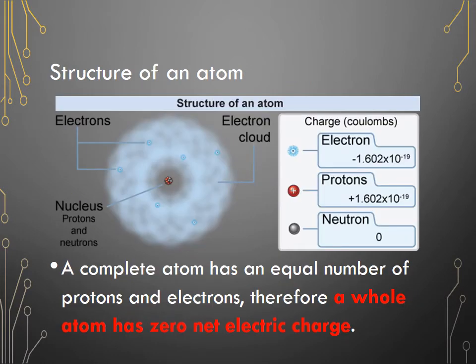Speaking of those particles, here's the structure of an atom. This should look familiar. You have a nucleus made of protons and neutrons in the middle, and you have electrons making up the electron cloud around that. So a complete atom has equal number of protons and electrons. Therefore, as a whole, it has 0 net electric charge. As you learned in chemistry, any atom that is missing an electron or has an extra electron is actually an ion.